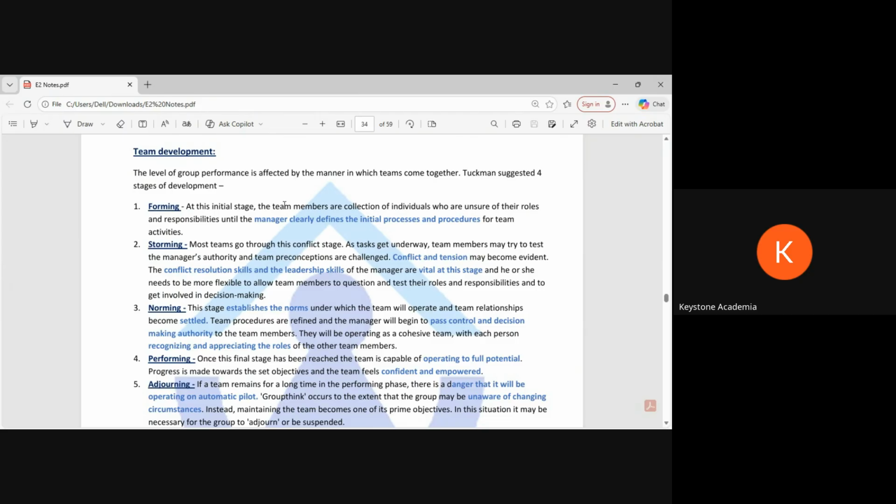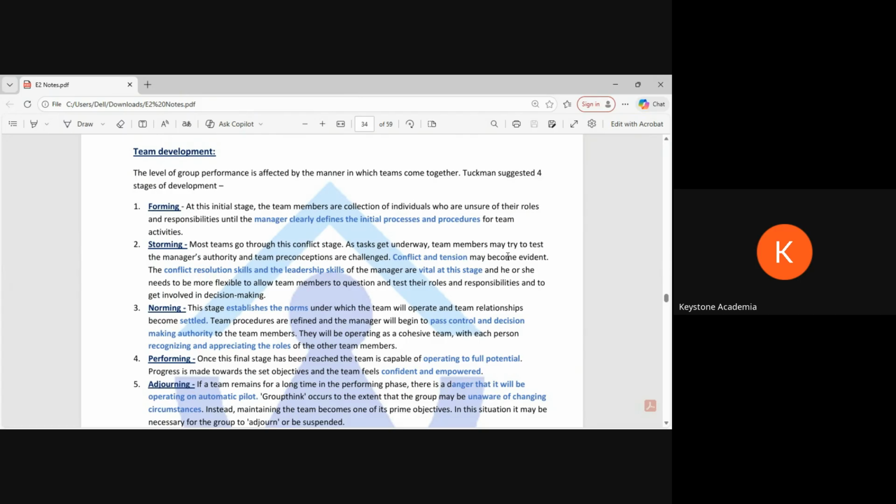Then we have storming. Storming is the most difficult point. Here a lot of conflict and tension can happen because people have their own biases and their own understanding, but now the managers or the leaders are negotiating with them to work in a different way. So a lot of times in storming, the entire team will be against the manager. Some of them can even leave. So this is the most difficult task. Most teams go through this difficult stage.